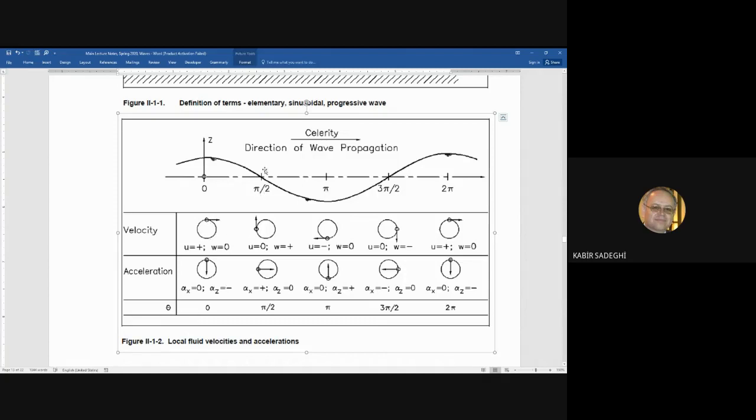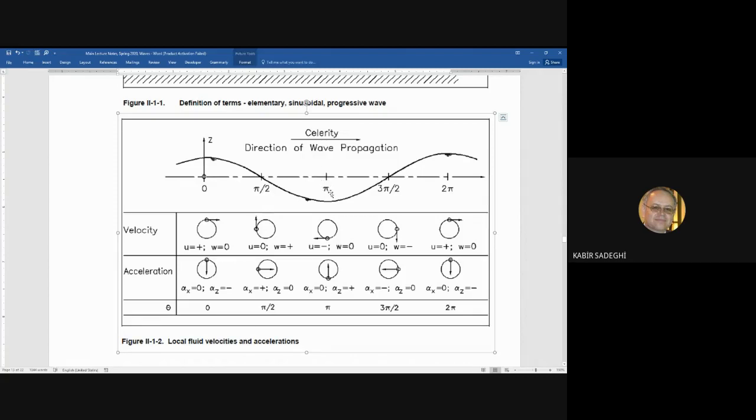At the point that we have theta pi over 2, you see here, if you see the orbit, there you have a vertical velocity here. And the orbit is here, and at the surface it is zero. But if you consider the orbit, it comes here, at this point, it's vertical. Over here it is vertical.